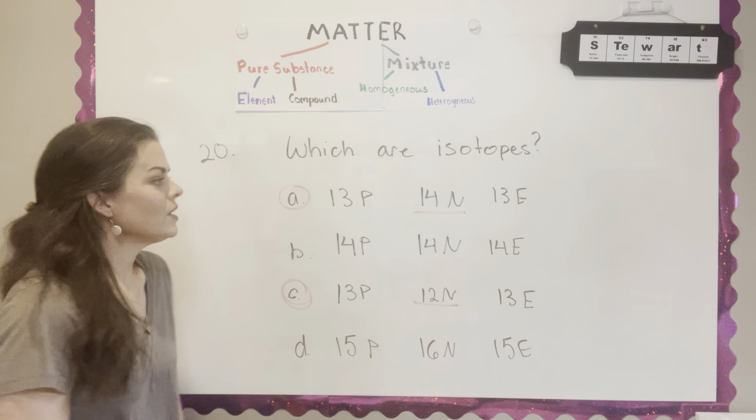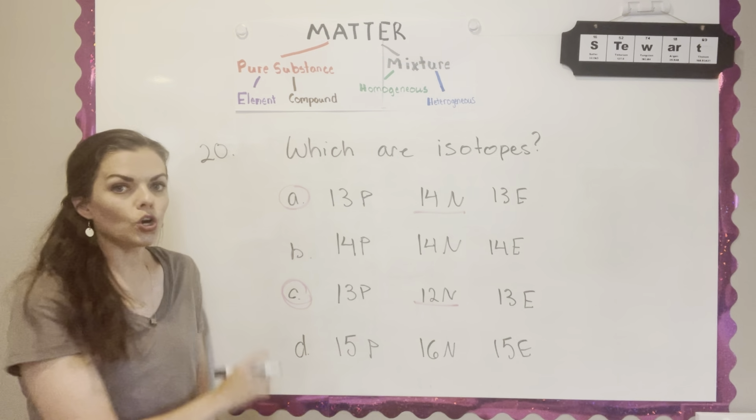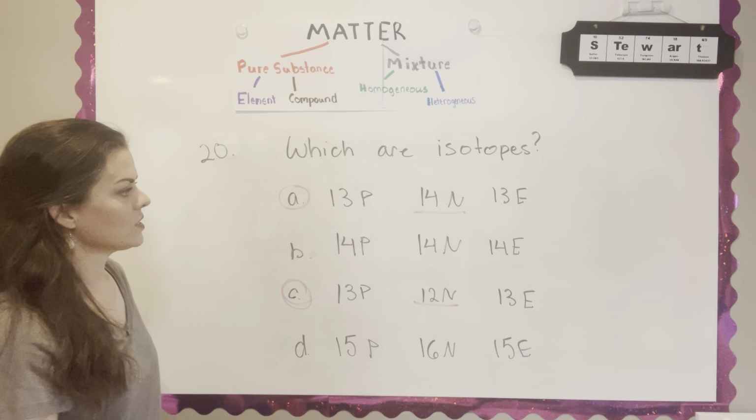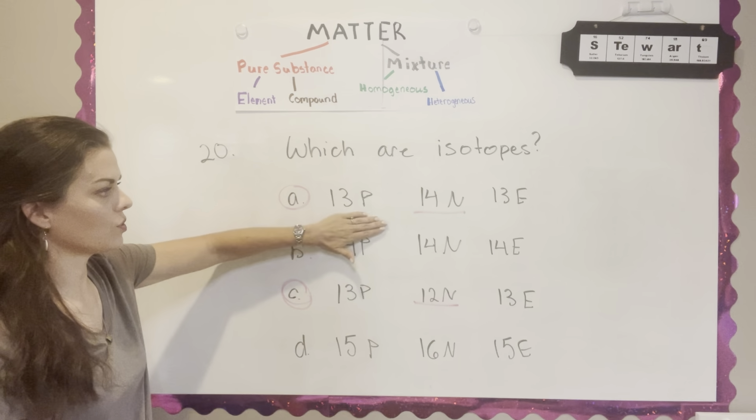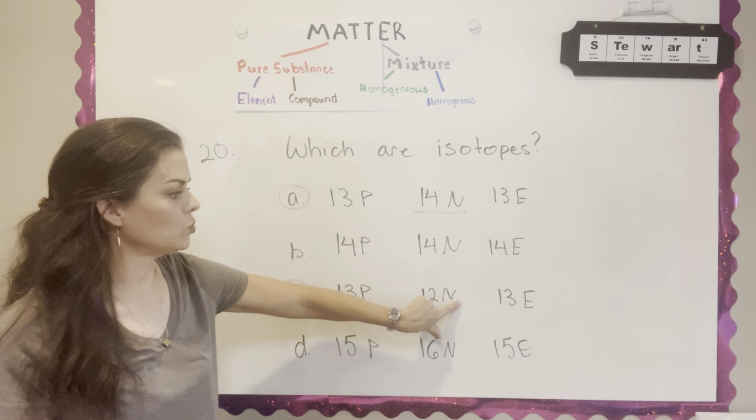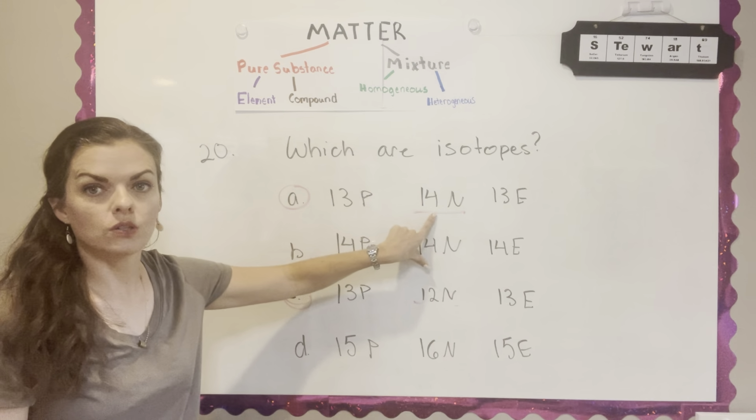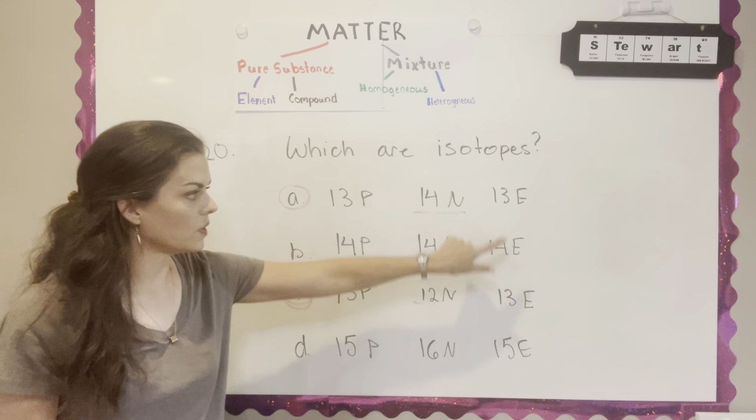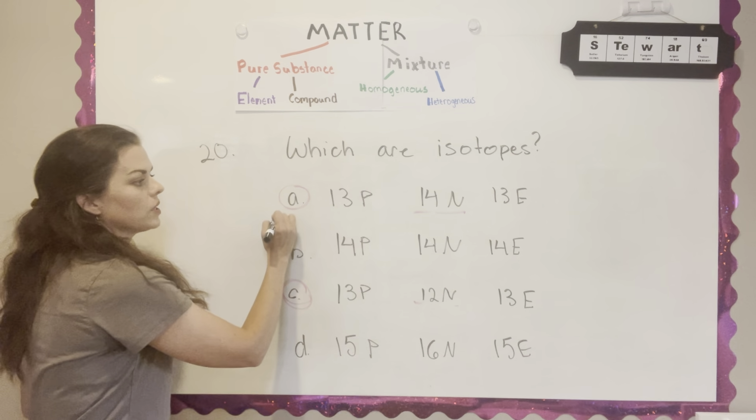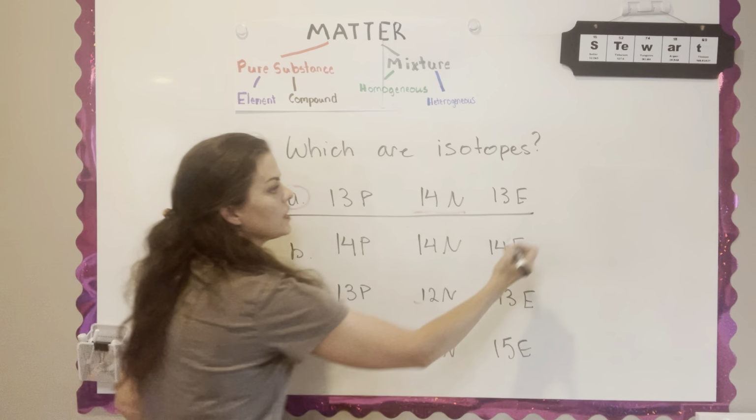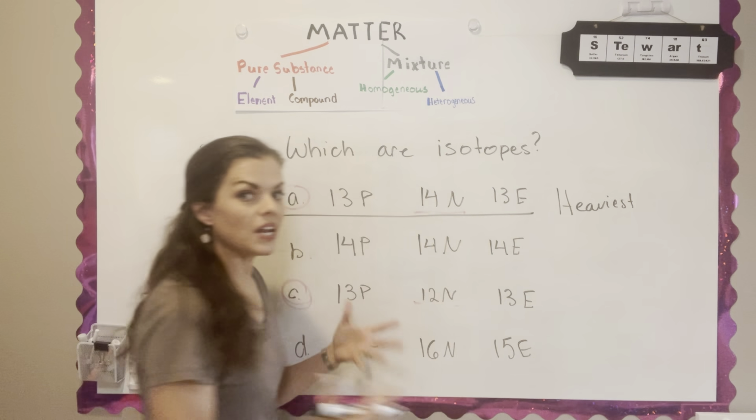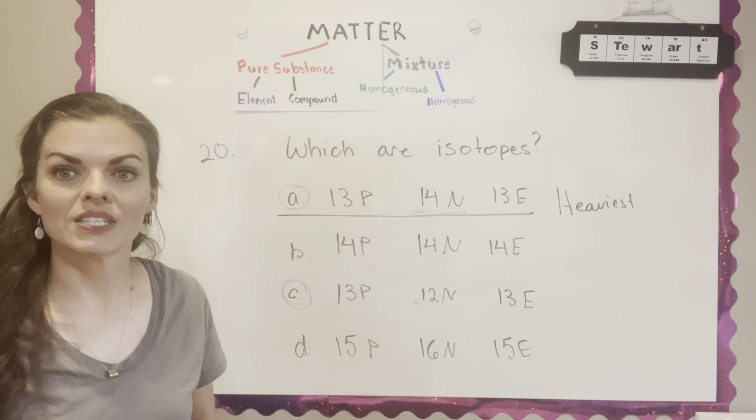Question number 20 says of the 2 isotopes from question number 19, which one would be the heaviest? They both have 13 protons. The difference is that one has 12 neutrons and one has 14 neutrons, but they have the same number of electrons. So the only difference is neutrons. Letter A would be the heaviest because it has more particles. It has more neutrons in it.